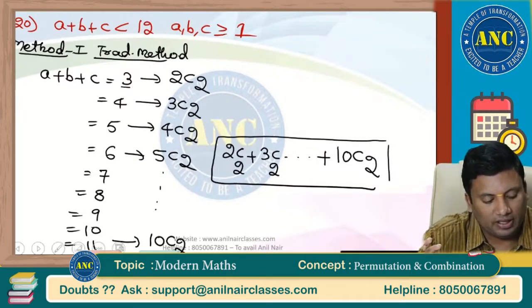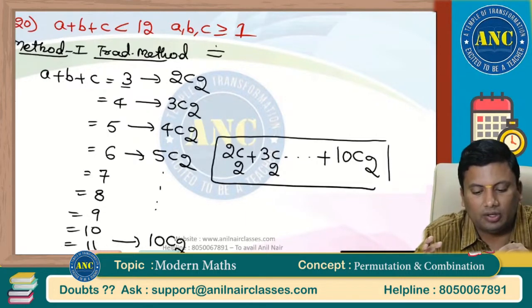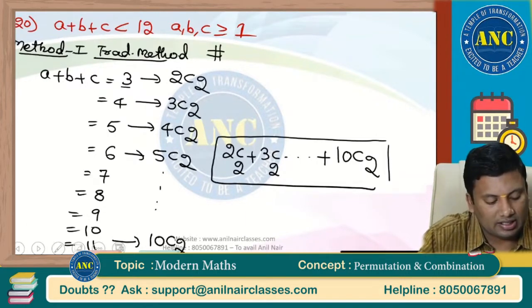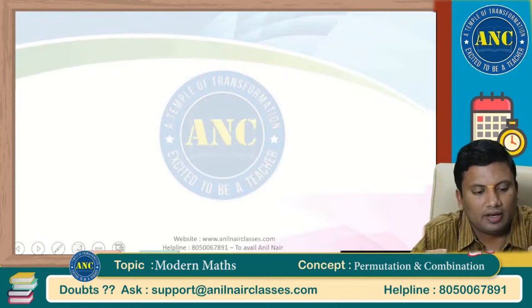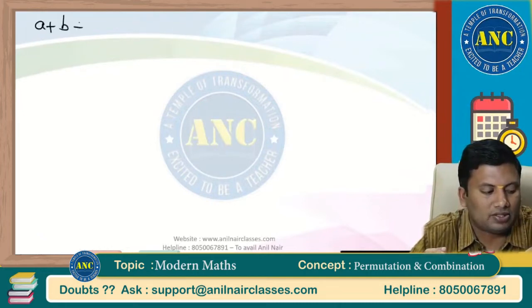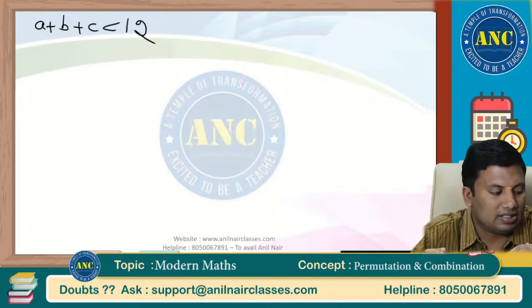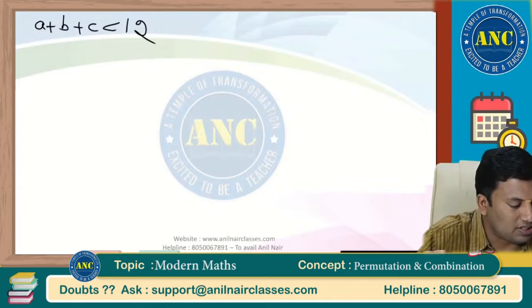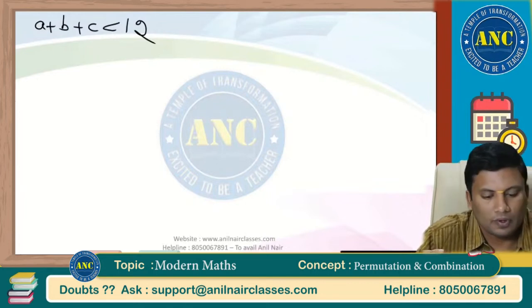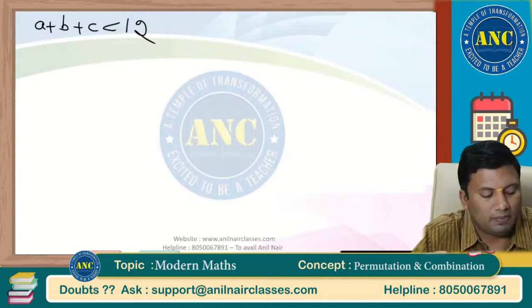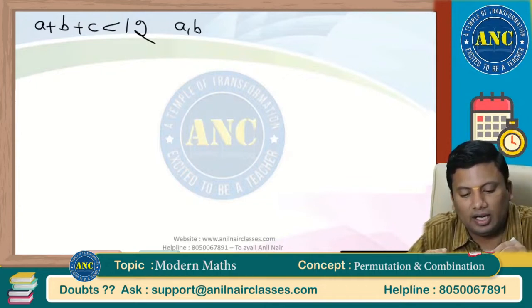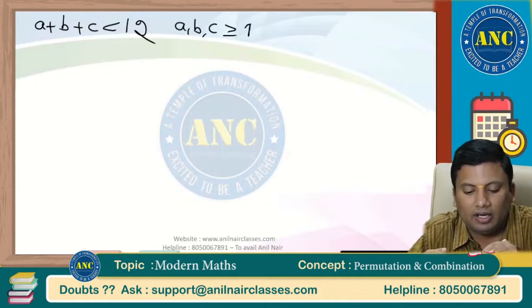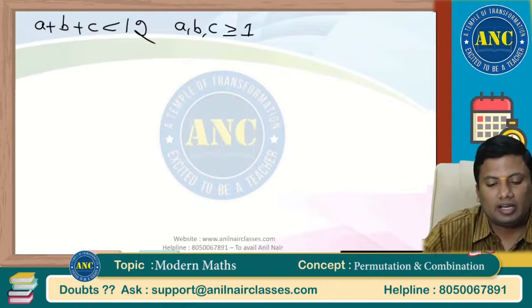21st question. Please write down. This is the traditional method. Don't use this method in the exam. 21st, method number 2. A plus B plus C is less than 12, with A, B, C greater than or equal to 1.